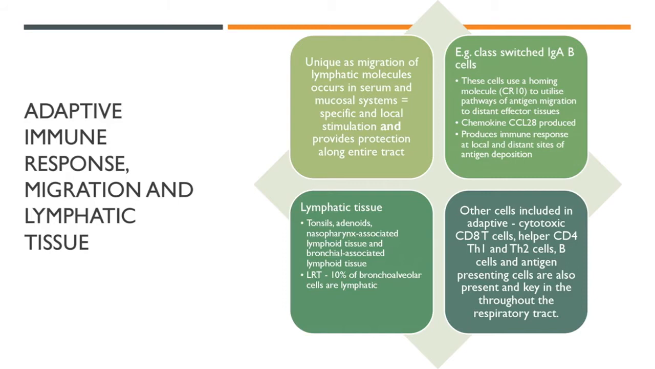Other adaptive immune functioning cells, such as cytotoxic CD8 T cells, helper CD4 Th1 and Th2 cells, B cells, and antigen-presenting cells are also present and key throughout the entire respiratory tract.